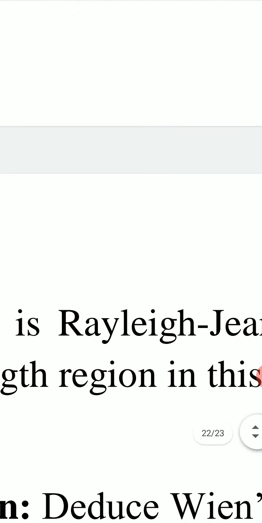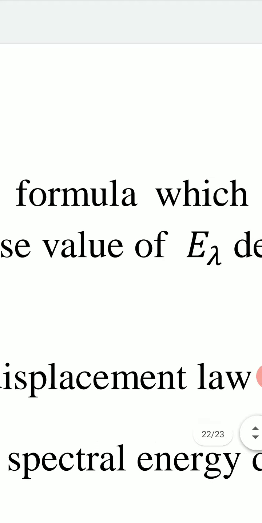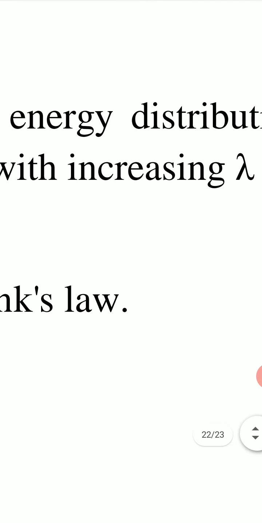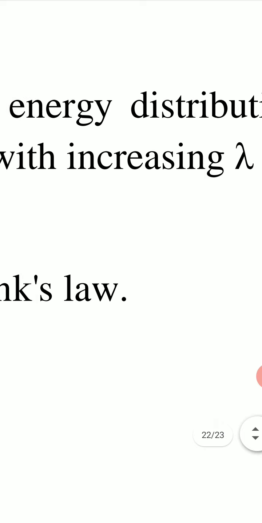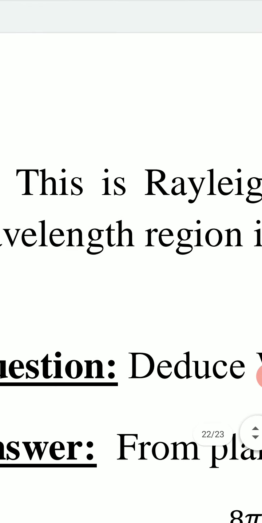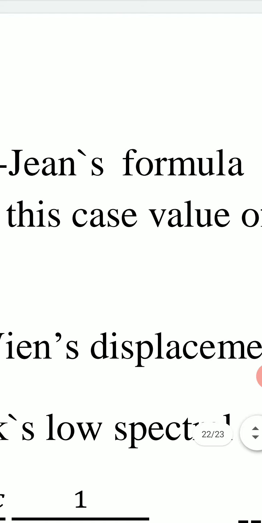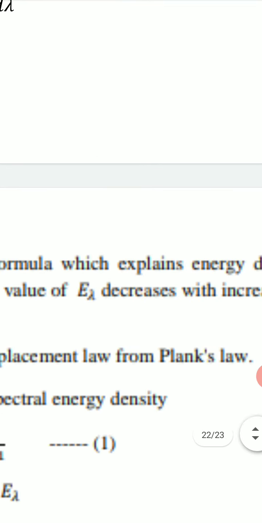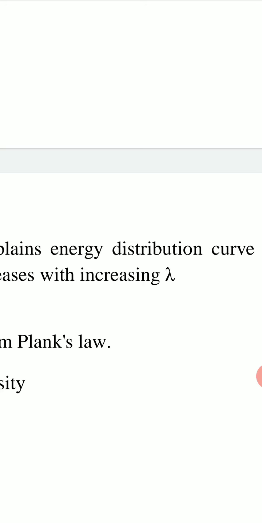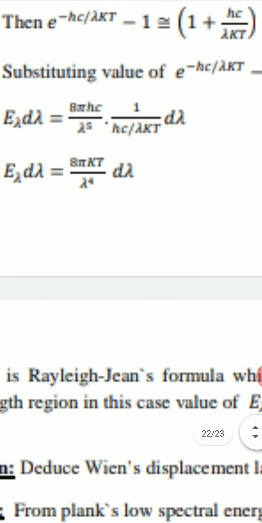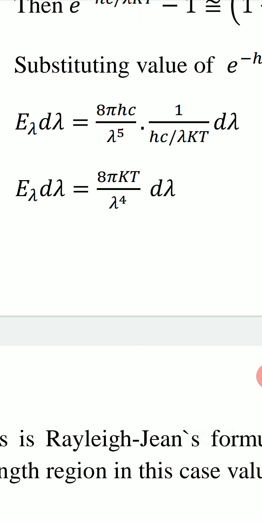This is Rayleigh-Jeans formula, which explains the energy distribution curve in the large wavelength region when wavelength lambda is large. In this case, the value of E lambda decreases with increasing lambda because of this factor 1 upon lambda to the power 4. When lambda increases, E lambda decreases. So this is Rayleigh-Jeans law. This explains the energy distribution curve for the large wavelength region when lambda is large.